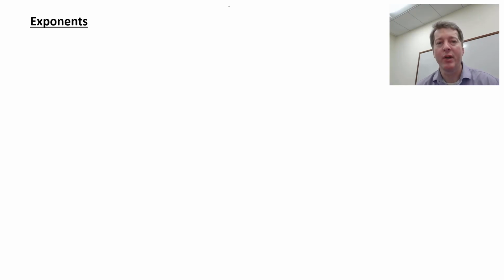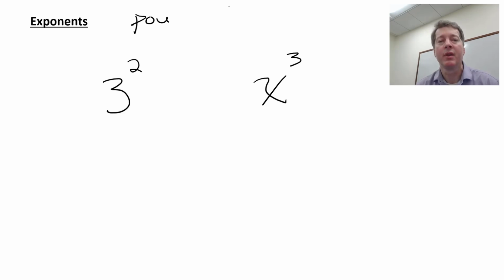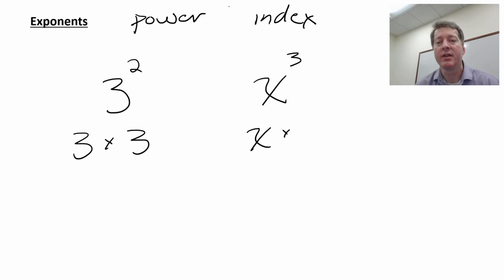Let's talk about exponents. And first of all, what is an exponent? Suppose I have 3 raised to the power of 2 or x raised to the power of 3. An exponent, and you might hear the word power, or index, same thing. What does this mean? 3 raised to the power of 2, 3 squared, is 3 times itself twice. So an exponent is how many times you multiply a number by itself. x raised to the power of 3, x cubed, is x times x times x.